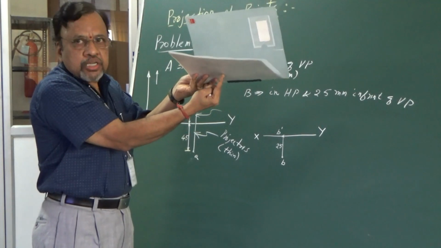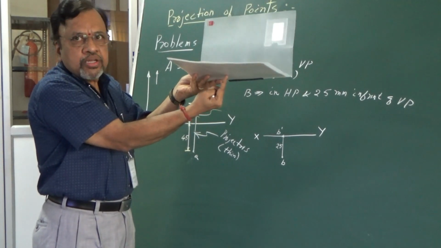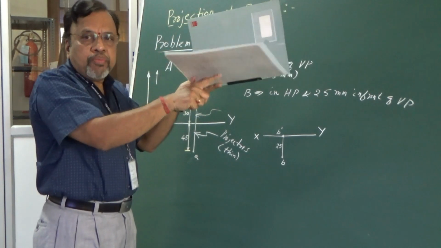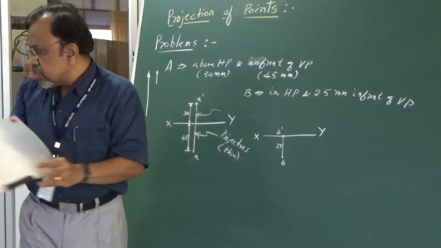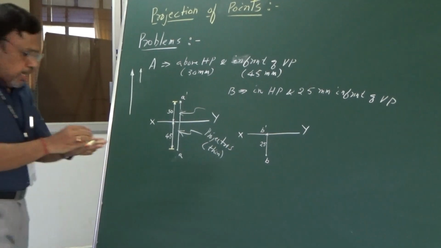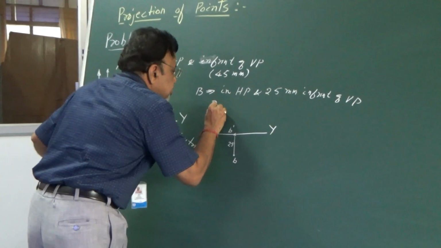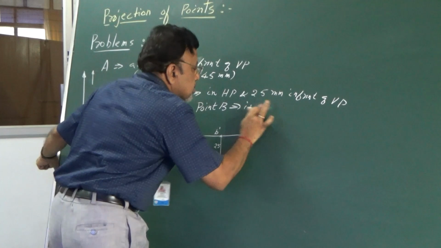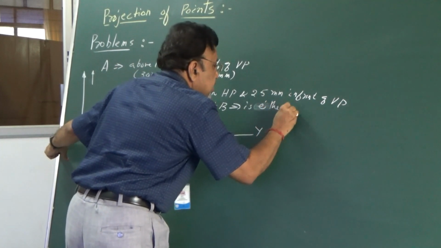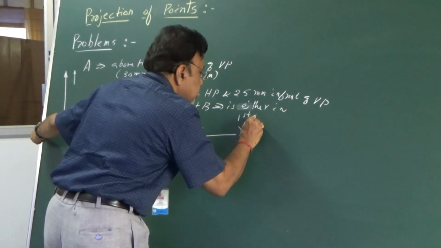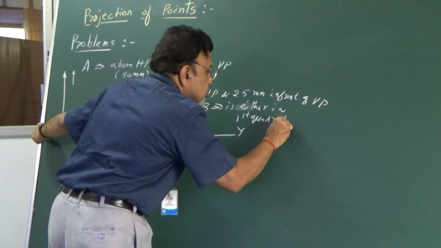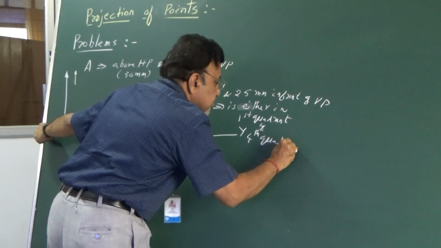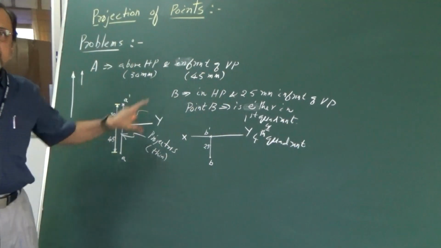Now the point is here, and it is in front of VP. Obviously, I can say that the point may be in the first quadrant or it may be in the fourth quadrant. So that's what I am going to show here. So I can say point B is either in the first quadrant or the fourth quadrant. Is it clear?